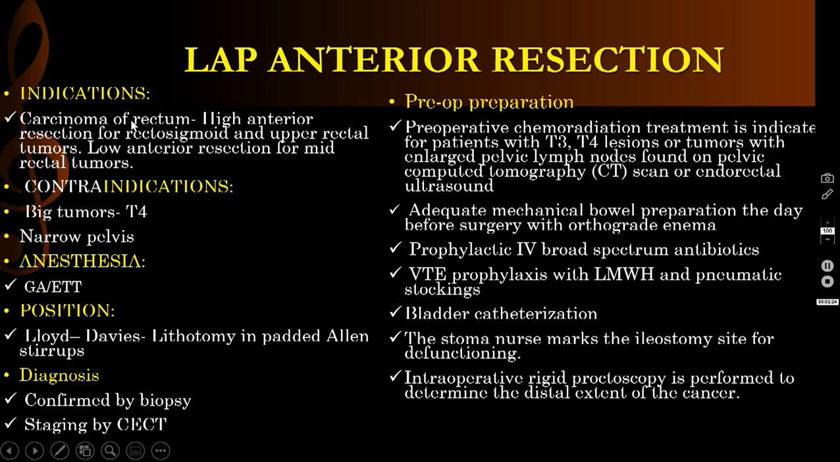So indications, I told you already, are mainly carcinoma of the rectum. The high anterior resection for rectosigmoid and upper rectal tumors, whereas the low anterior resection for mid-rectal tumors. Contraindications for laparoscopic anterior resection are big tumors like T4 tumors and patients who have a narrow pelvis.